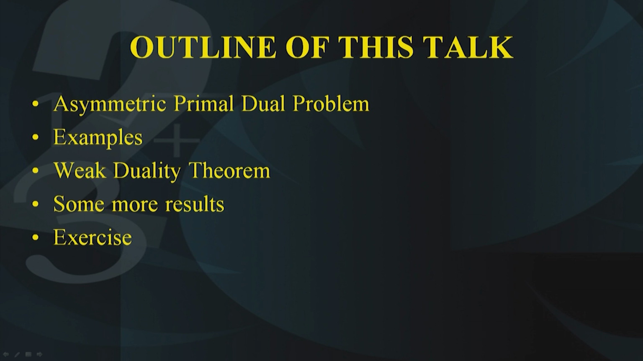We will take an example, and after that we will learn the weak duality theorem, its statement and its proof in two ways. Then we will look at some of the results that can be derived from the weak duality theorem. Finally, I would like to give you an exercise as a homework.